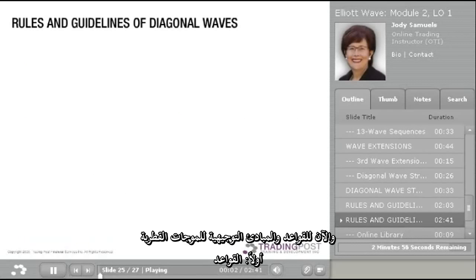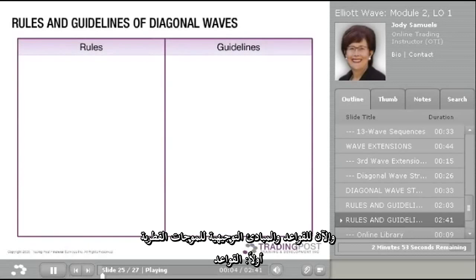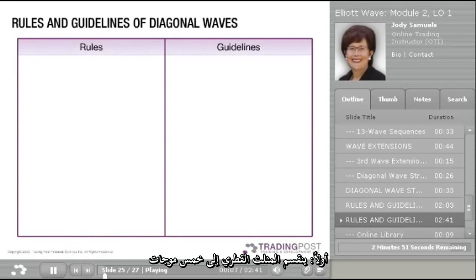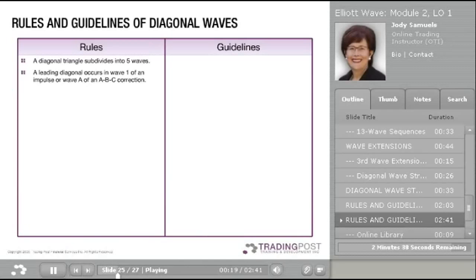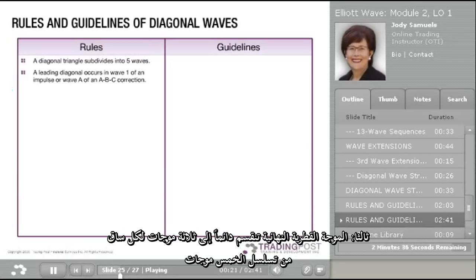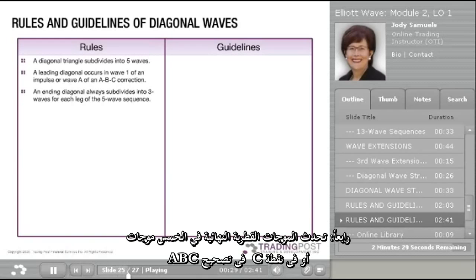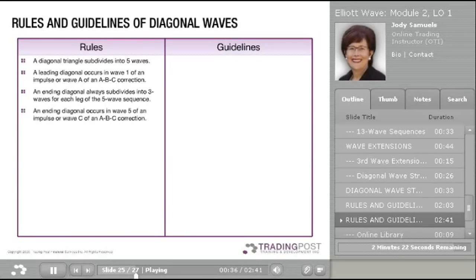And now for the rules and guidelines of diagonal waves. First, the rules. 1. A diagonal triangle subdivides into 5 waves. 2. A leading diagonal occurs in wave 1 of an impulse, or wave A of an ABC correction. 3. An ending diagonal always subdivides into 3 waves for each leg of the 5-wave sequence. 4. An ending diagonal occurs in wave 5 of an impulse, or wave C of an ABC correction.